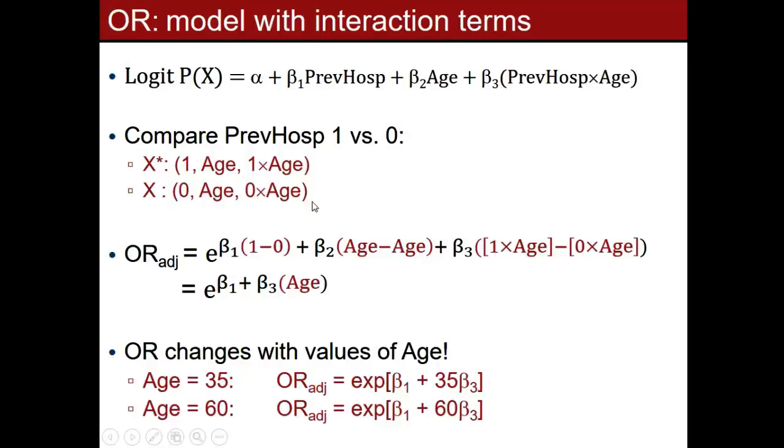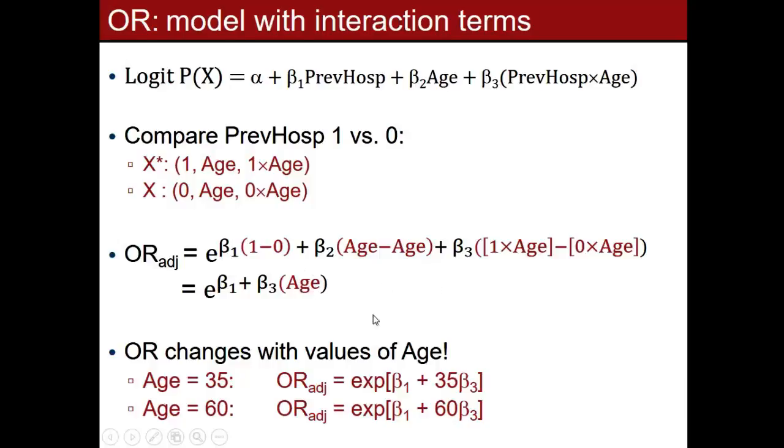So what happens when you run this through the formula? You get e to the beta 1 times 0. Okay, it's e to the beta 1. That's old news. We know that. Age minus age cancels out. But this thing does not cancel out. So you have 1 times age minus 0 times age. So that 0 goes away, and this becomes age in the parentheses. So age hangs out. This doesn't become 0. 1 times age minus 0 times age is age. Okay, so it hangs out here. What do we do with that?